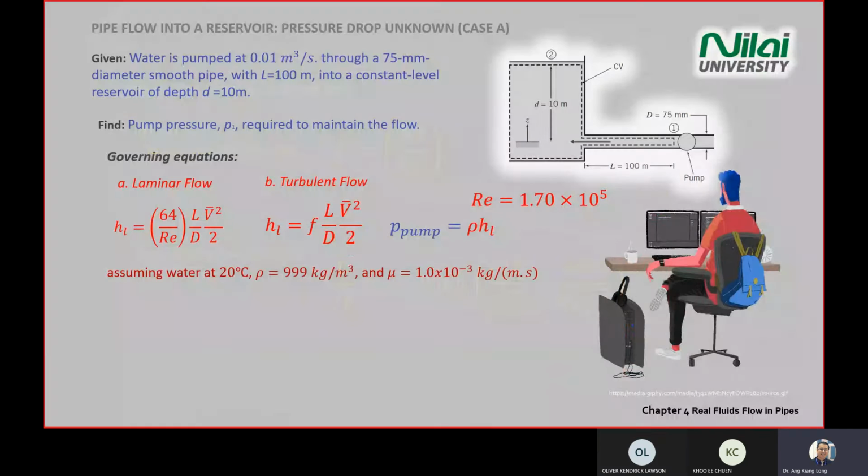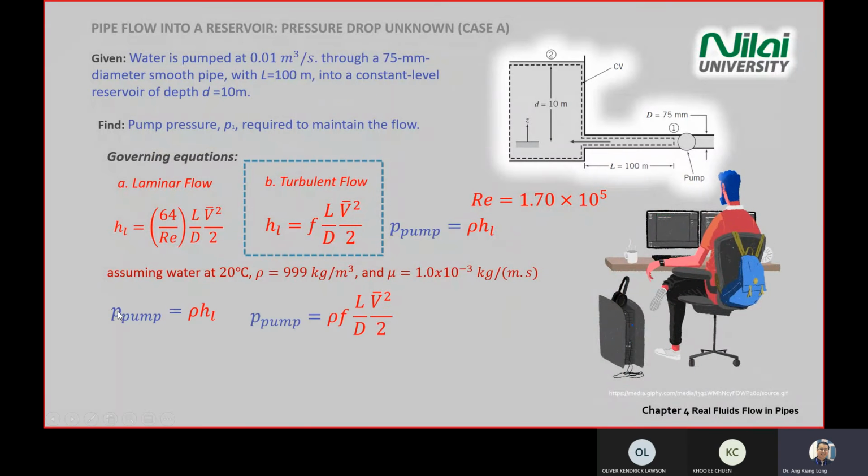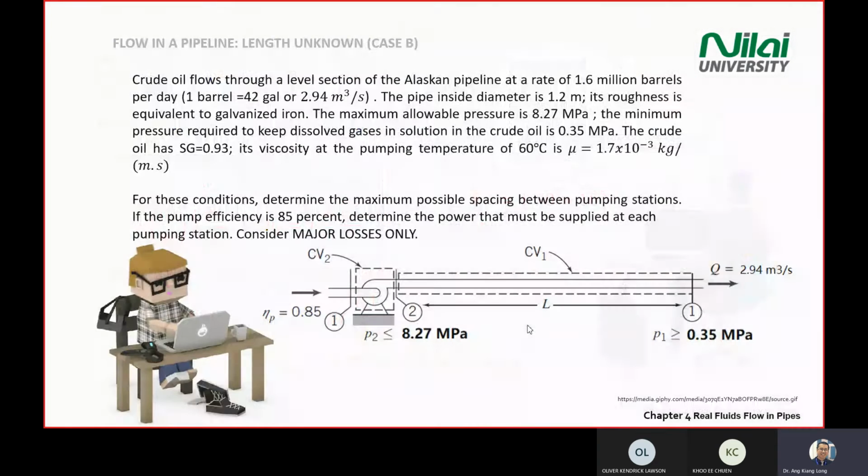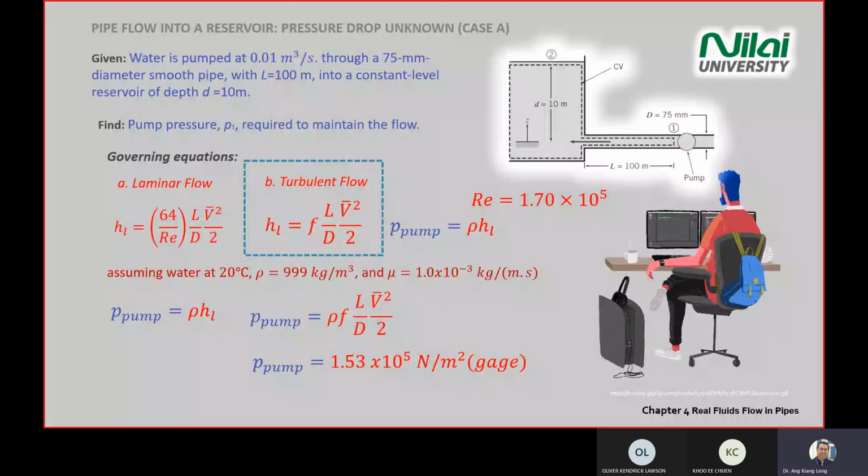So after that, you just substitute back. P pump equals rho g HL, and you substitute all the values, and you are able to find the pressure of the pump will be 1.53 times 10 power 5 Pascal, Newton per meter square, and this is gauge because the question says gauge. Okay. Can you guys go for one more example? Then we call it a day.